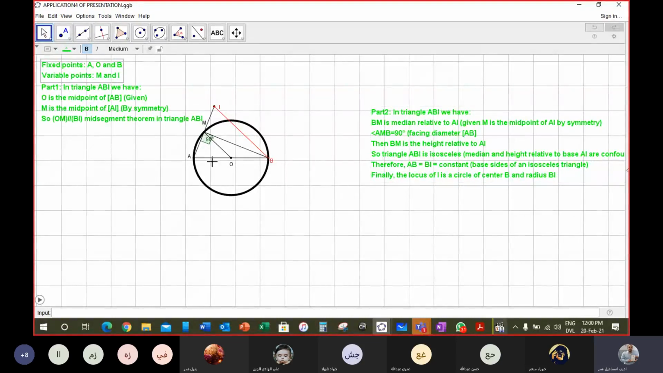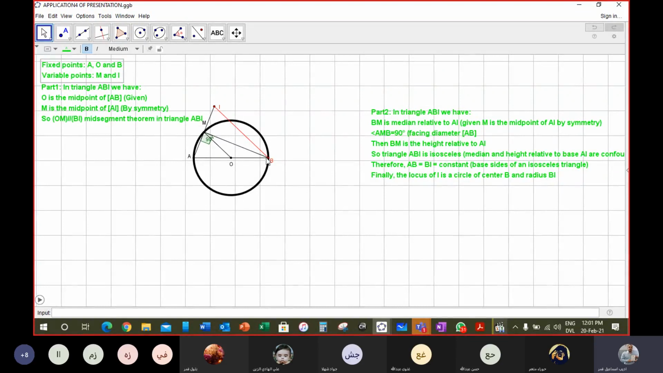Therefore, in triangle ABI, AB, which is a constant fixed diameter, is equal to BI. This means BI is fixed. Therefore AB equals BI equals a constant, because they are the sides of an isosceles triangle with vertex B. Since BA is a constant distance, say 5 centimeters, BI is also a constant 5 centimeters. This red segment BI is fixed in length.